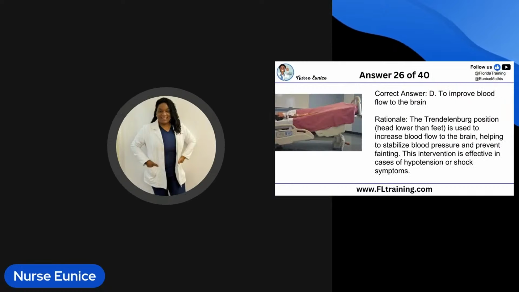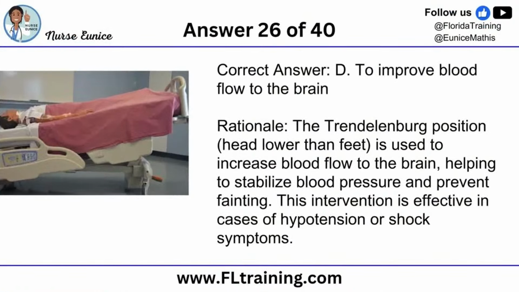Great job, team. Everybody chose D. Yes, to improve blood flow to the brain, we press the button on the bed that's going to invert them. We're taking the blood from the legs, sending it up to the brain, up towards the heart in order to decrease their symptoms. So the rationale: the Trendelenburg position, when the head is lower than the feet, is used to increase the blood flow to the brain, helping to stabilize the blood pressure and prevent fainting. This intervention is effective in cases of hypotension or shock symptoms.